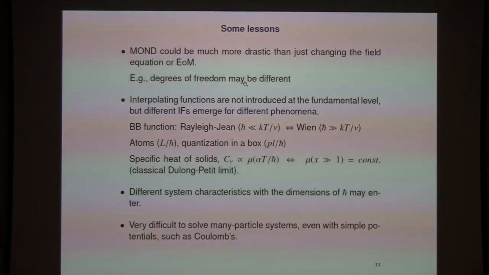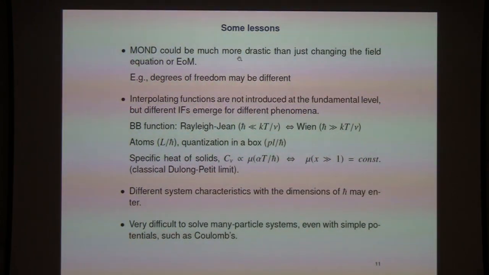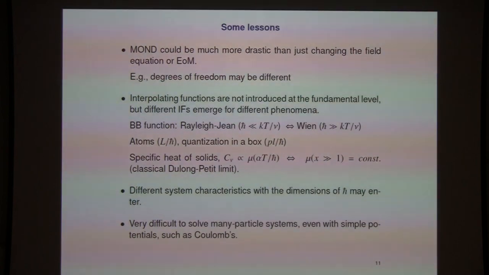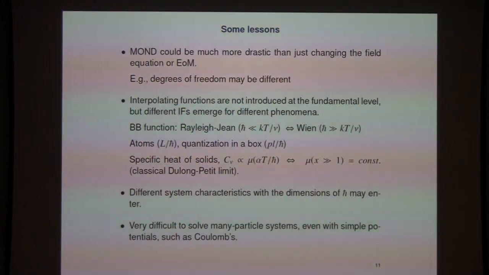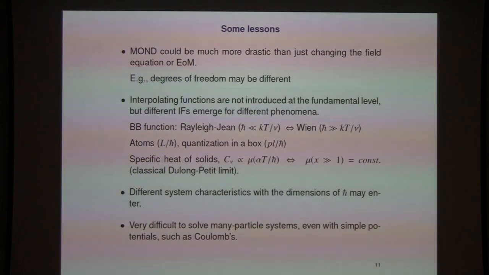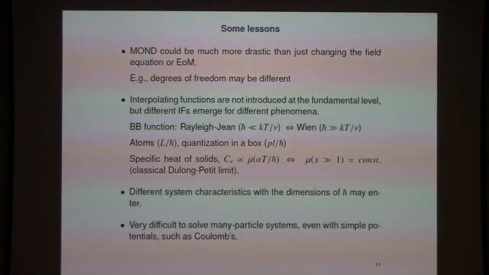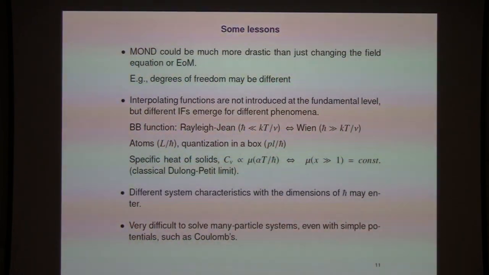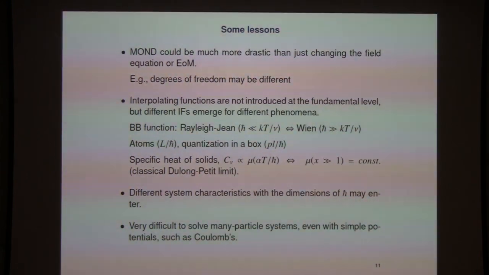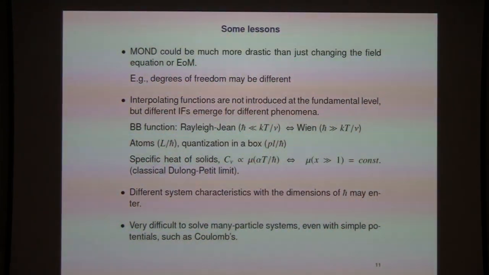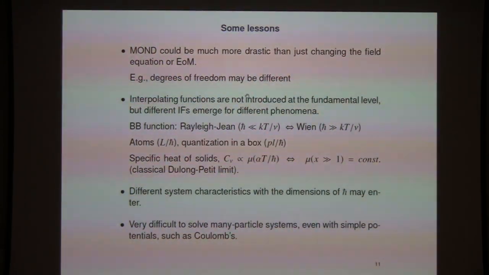In quantum mechanics, similar lessons apply. For example, one, which I already mentioned, emphasizes that the departure in MOND can also be very drastic. So far we limited ourselves to rather mundane modifications, but they can be drastic. Again, in quantum mechanics there are many interpolating functions. The most famous one, the one that started everything, was the black body function, with Planck. The Rayleigh-Jeans law, what we call the Newtonian or classical regime, was well understood but didn't work observationally. And Planck introduced his quanta to account for the other regime, the exponential Wien law. So black body is an interpolating function between Rayleigh-Jeans and Wien.